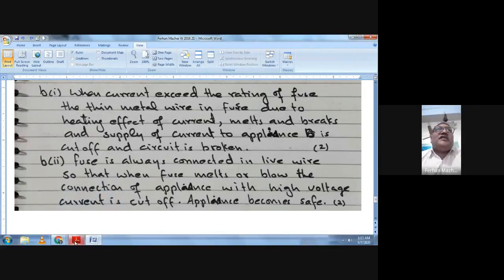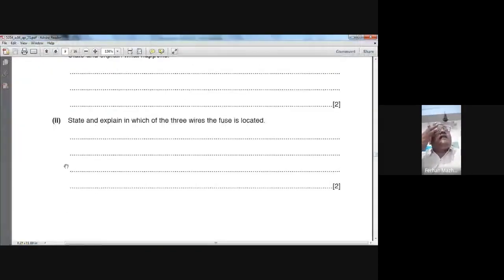Okay. Next question is: state and explain in which of the three wires the fuse is located. Remember this thing, the fuse, the switch, the breakers, they are always connected in the live wire. So here particularly he's asking for the fuse. The fuse is connected in the live wire. And the reason you put it on the live wire is that if the current exceeds the rating of the fuse, the wire in the fuse will melt, the fuse will blow, and it will cut off the supply of the high voltage current to your appliance.